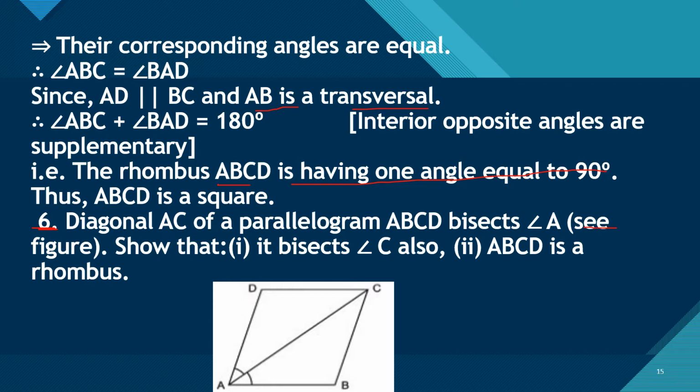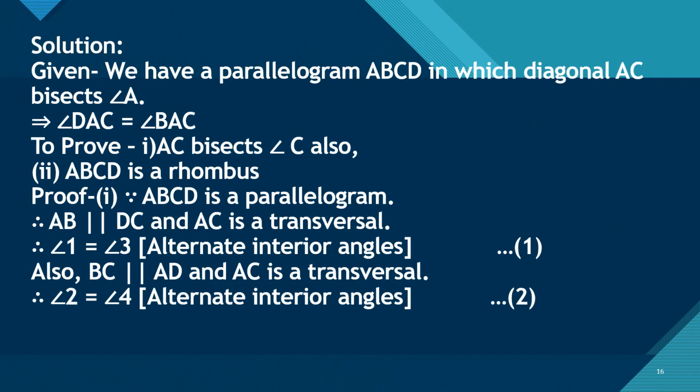See the figure. Show that the diagonal bisects angle C also, and in the second part, that ABCD is a rhombus. Solution: given we have a parallelogram ABCD in which the diagonal AC bisects angle A, so angle DAC is equal to angle BAC. In the first part we have to prove that AC bisects angle C also, and in the second part we have to prove that ABCD is a rhombus.